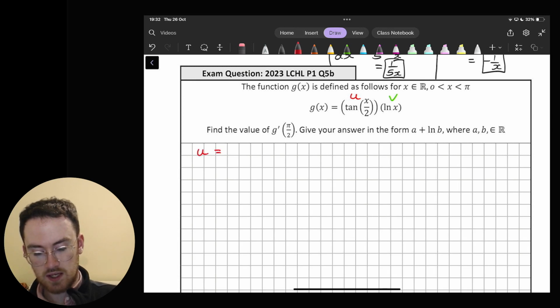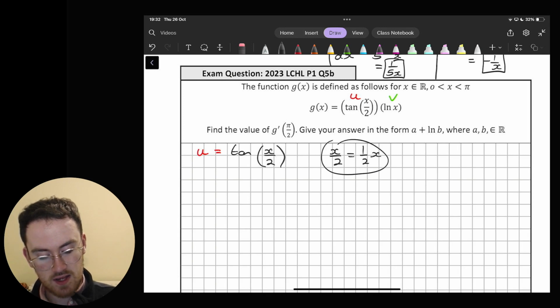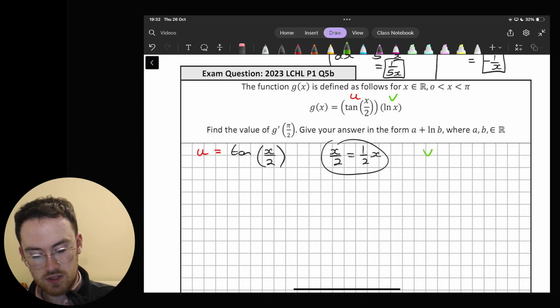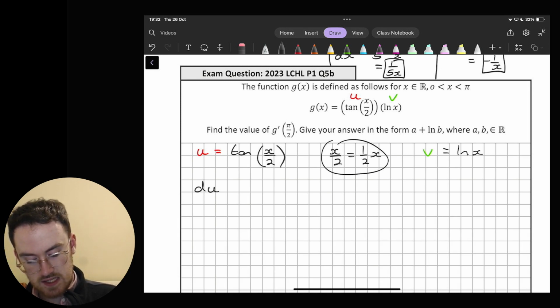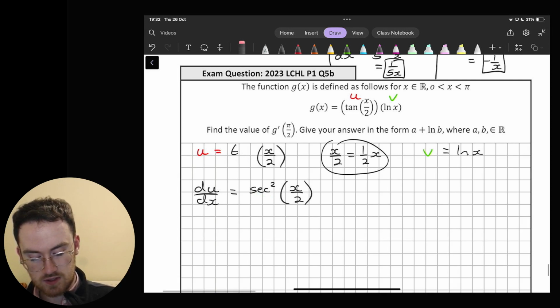So u is equal to tan of x over 2. Okay, which if we remember, x over 2 would be the same as a half x. So let's just have that in our head as well. And then v is going to be ln of x. Let me find my derivative for each of these. Then du dx is going to be sec squared x over 2. That's me differentiating the function. Okay, the function part, but let me use a different color there because we're using green already.